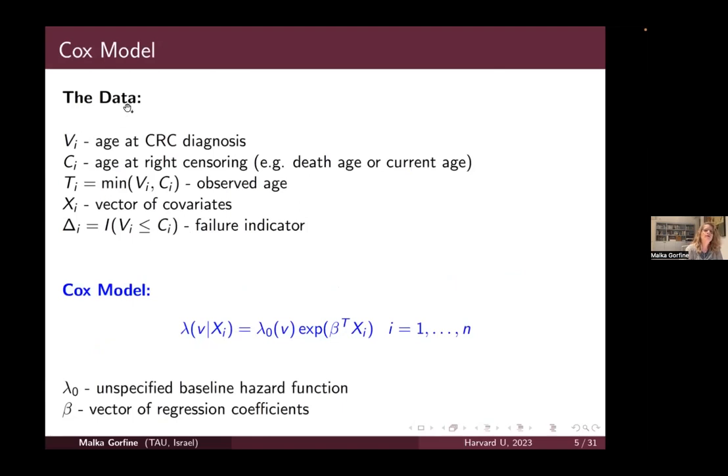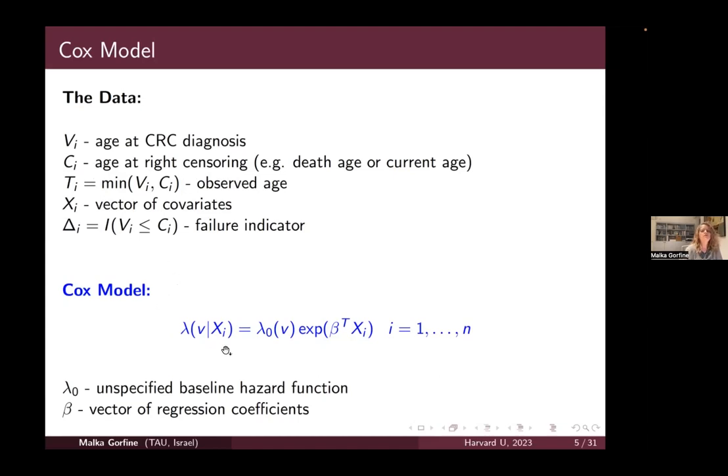The data that we usually have in survival analysis, we denote by V_i the age at colorectal cancer diagnosis. C_i is the age at right censoring. T_i is the minimum between V_i and C_i. X_i is the vector of covariates, and delta_i is the failure indicator. It takes the value of 1 if we observe the event time and 0 otherwise.